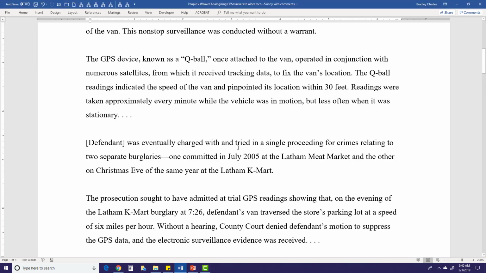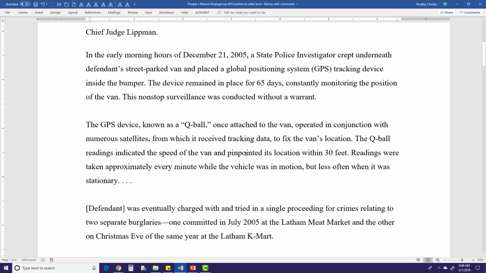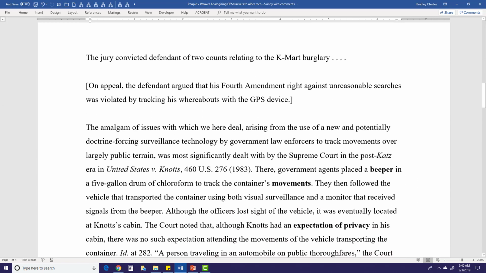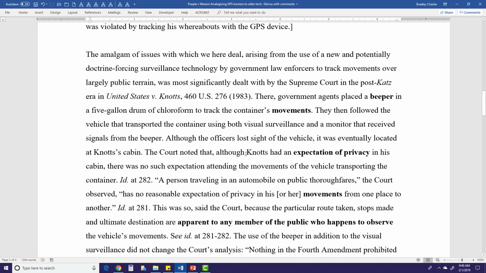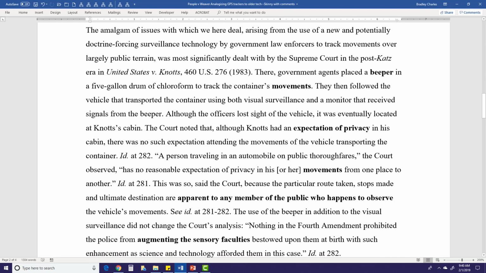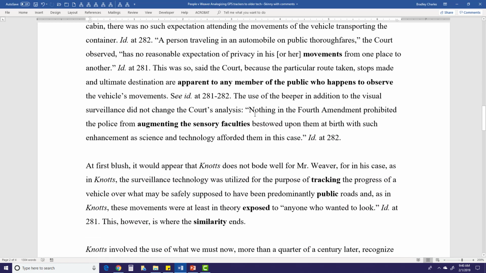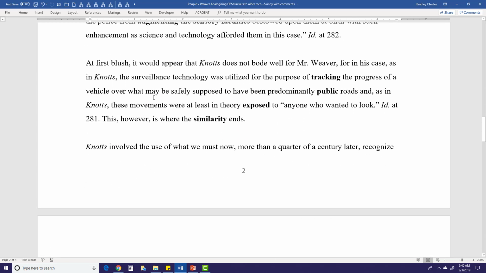Okay, so let's pull up the opinion here. The first bit is just getting the facts down. And then he does a nice job of giving a rule explanation of Knotts. He explains Knotts. You see here the rule statement, the facts, the holding, and the reasoning. And then this is where the judge's reasoning actually begins, here at first blush.